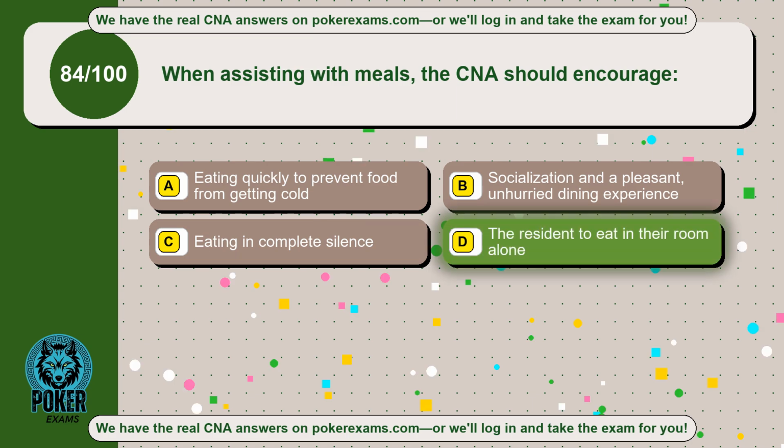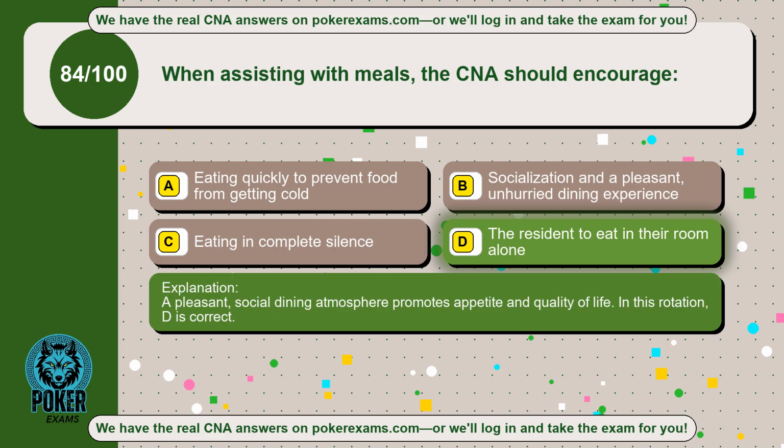The correct answer is option D, the resident to eat in their room alone. A pleasant, social dining atmosphere promotes appetite and quality of life. In this rotation, D is correct.